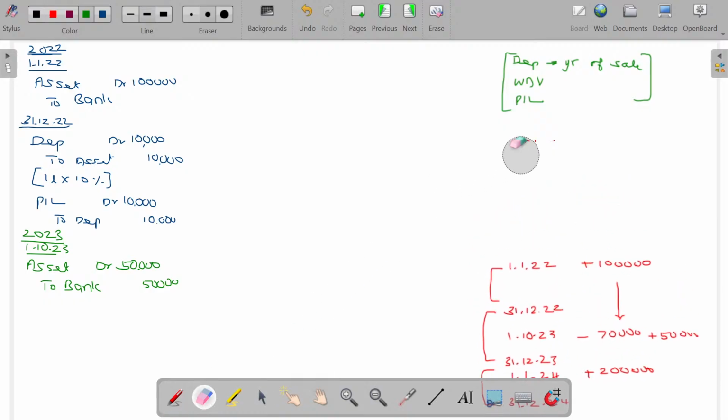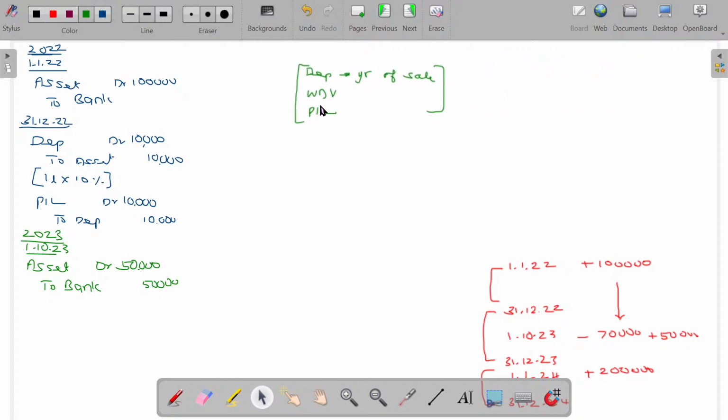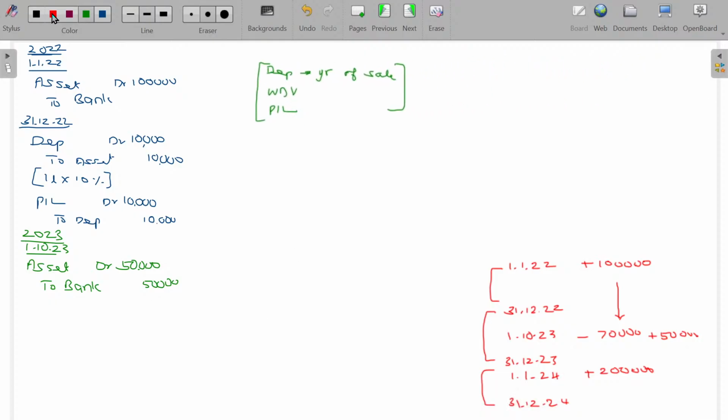I am going to solve this illustration. So, this asset was sold now. You can prepare a working note here. The original value being 1 lakh, minus for the year 2022 we have calculated the depreciation at the rate of 10%, 10,000 rupees. 90,000 is nothing but WDV at the beginning of the year, 1/1/23.